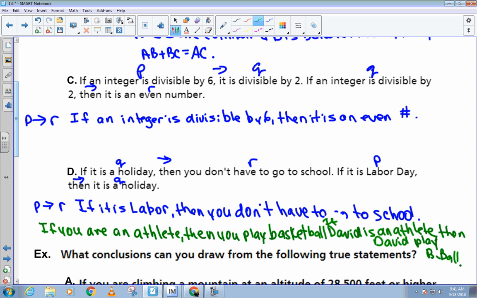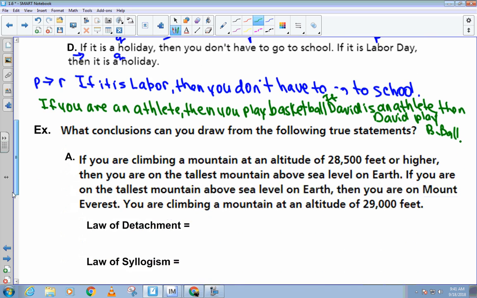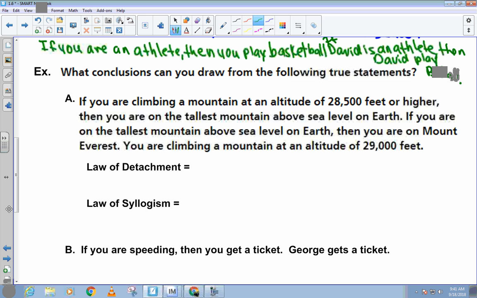So some of the questions will be kind of weird. There is no logical conclusion. Okay? So make sure that you're going back and looking at those rules and make sure they follow. All right. There's two more.